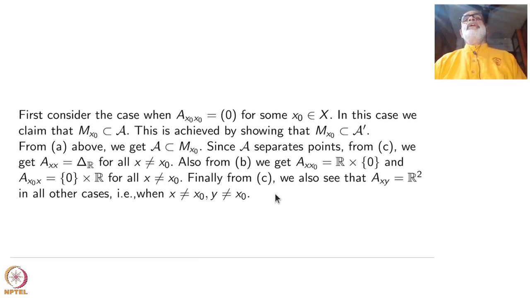Finally, from (C) again, we also see that A_xy, whenever x is not equal to x0 and y is not equal to x0, so both are different from x0, must be the whole of R², because there are distinct points. So there will be some f for which f(x) and f(y) will be different. If f(x) and f(y) were equal for all of them, then only it would have been the diagonal. So the diagonal is not possible, and it must be the whole of R², for all x, y with x not equal to x0 and y not equal to x0. One single point has this property, and the rest of them satisfy this one. This is what we have concluded.